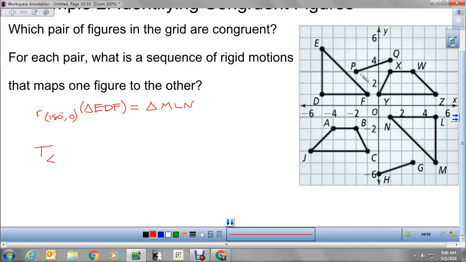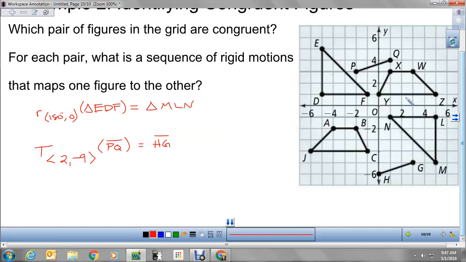The rule would be, if I go from P to H, that's going to be over 2 to the right. And then I'm going to go down from here: 1, 2, 3, 4, 5, 6, 7, 8, 9. That would be a negative 9 because I went down. So we have the translation of (2, negative 9). The figure is going to be line PQ, and our result will be line HG.